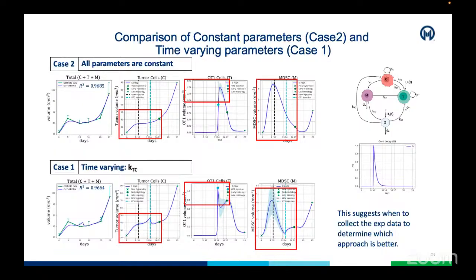So with all of this, we feel like, okay, we need to have more data, maybe from the point where we don't have data, to actually see which of these models or approaches is better.